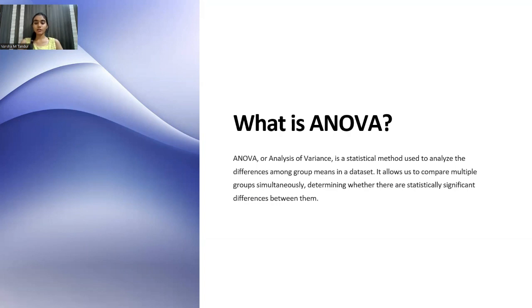So let us see what is ANOVA. ANOVA, or analysis of variance, is a statistical method used to analyze the differences among group means in a data set. It allows us to compare multiple groups simultaneously, determining whether there are statistically significant differences between them.